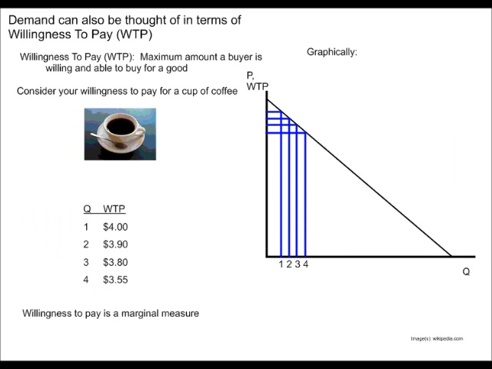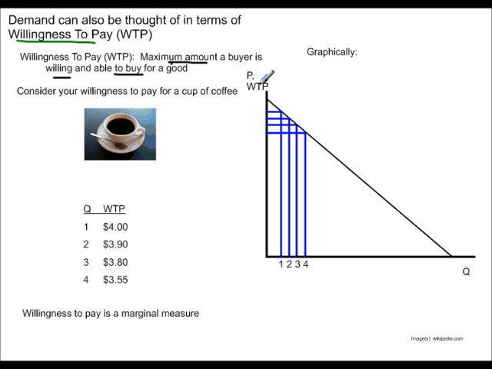We can establish a concept called willingness to pay that's very, very useful for thinking about demand. It's the underpinning of demand. Before we motivate it, let's define it. Willingness to pay, the WTP. What is it? It's the maximum amount that a buyer is willing and able to pay for a good.